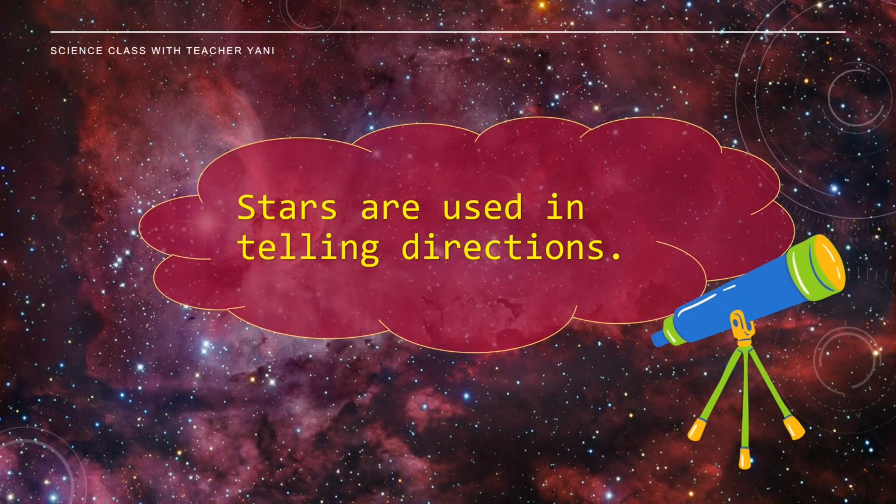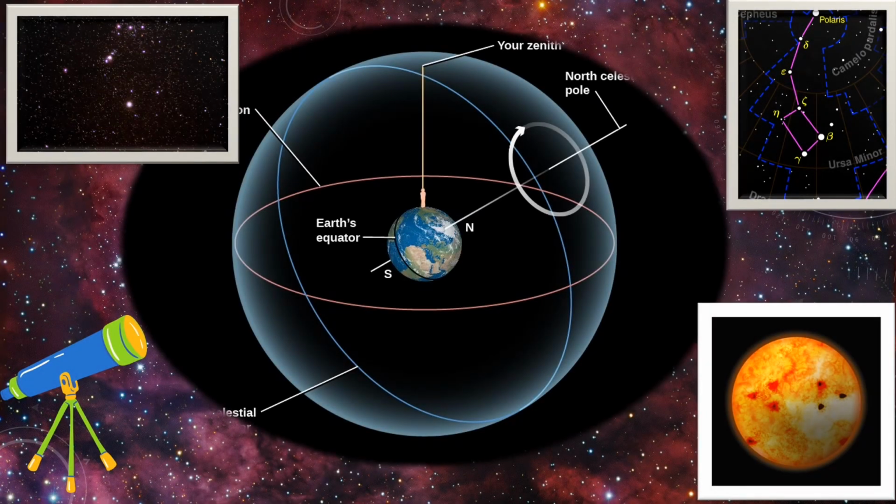Stars are also used in telling directions. Without using an instrument, you can tell Earth's north, south, east, and west by looking at the stars and constellations. Polaris tells where Earth's north location is.